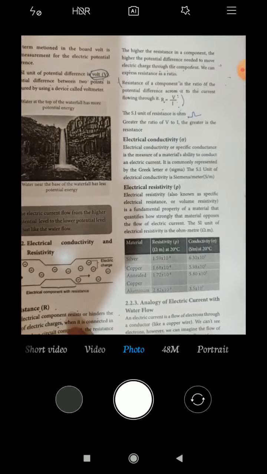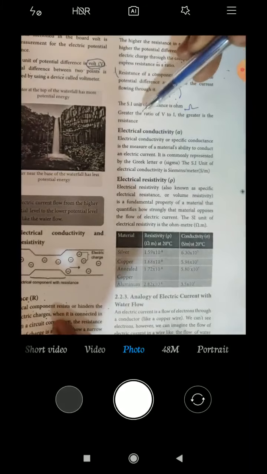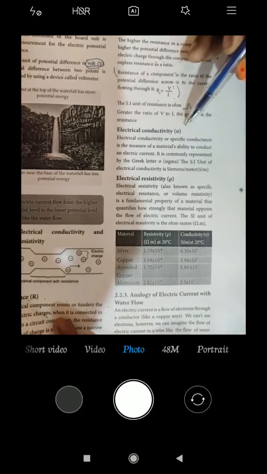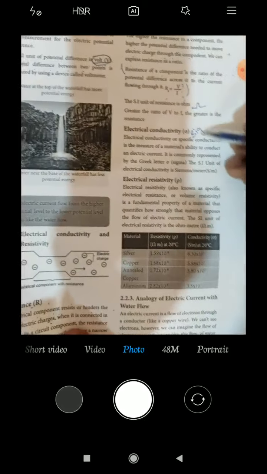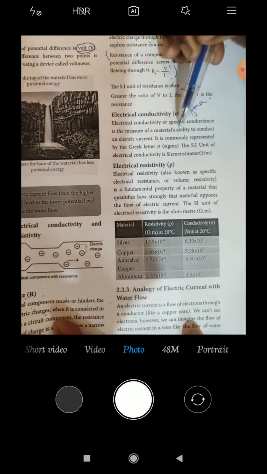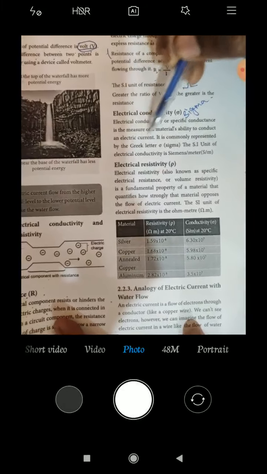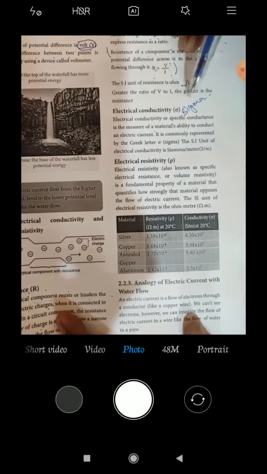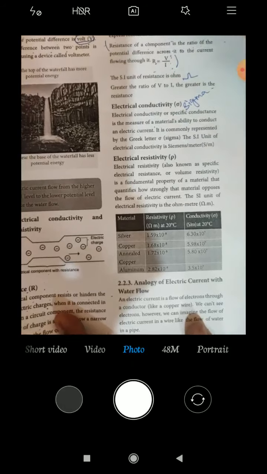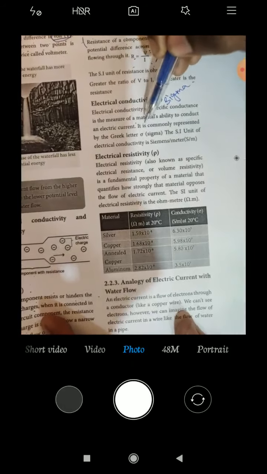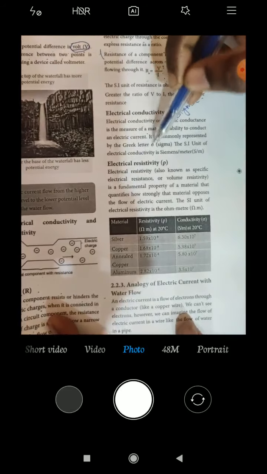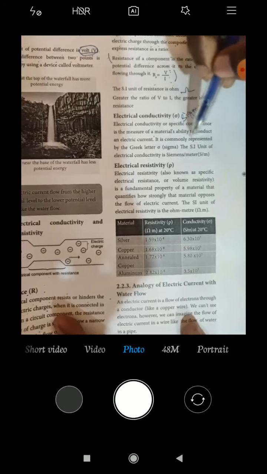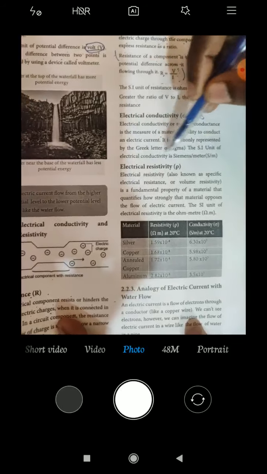The next part is electrical conductivity. Its symbol is sigma. Electrical conductivity is the measure of a material's ability to conduct electric current. It is commonly represented by the Greek letter sigma.